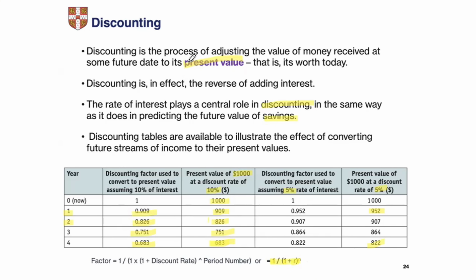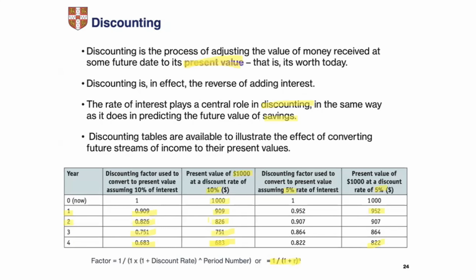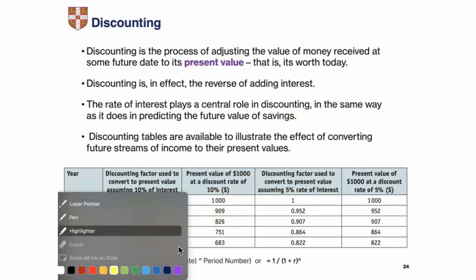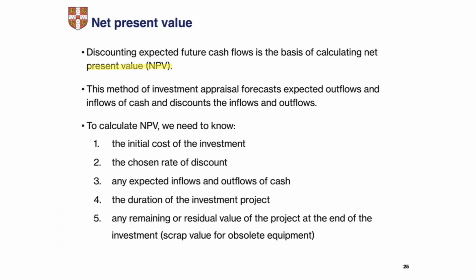All right, so let's look more into this present value of future payments. Discounting expected future cash flow is the basis of calculating net present value, and that is what I have spent the time talking about here. The basis of net present value is discounting some future streams of income, discounting future cash flow.